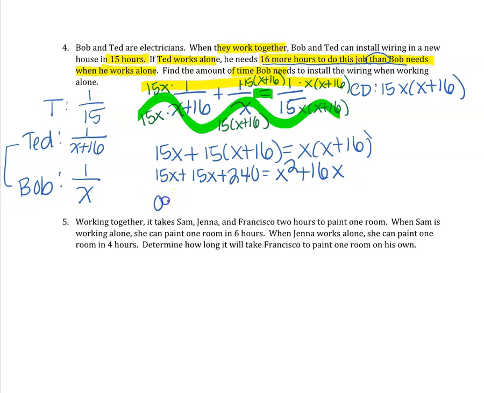It's a quadratic, so let's set it equal to 0. I have 16, but I got to subtract that 30 from the other side of the equation. So minus 14x, and then subtract the 240. So again, this was 30x together, and then I did 16x minus 30 to get the minus 14.